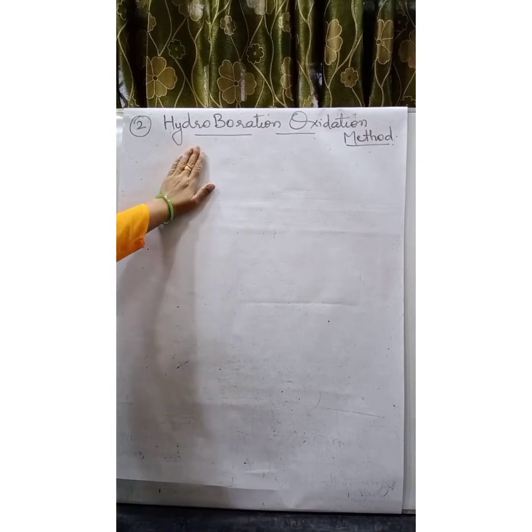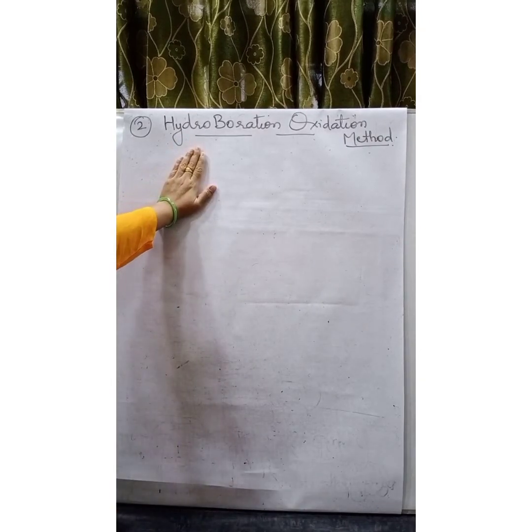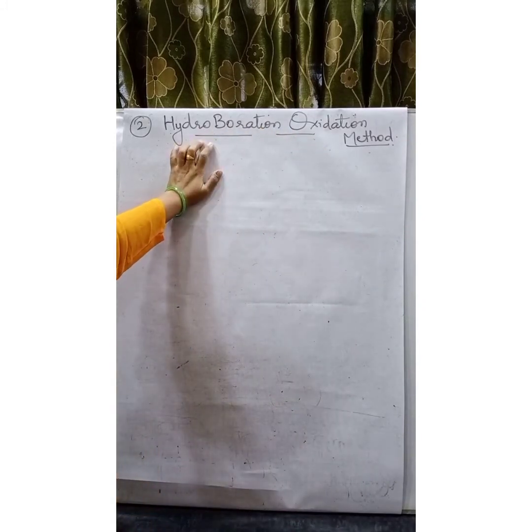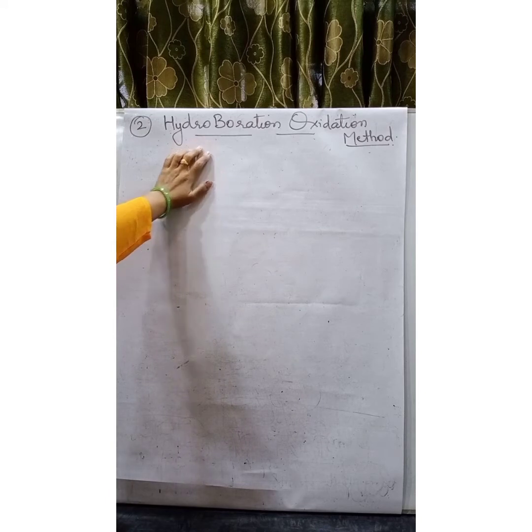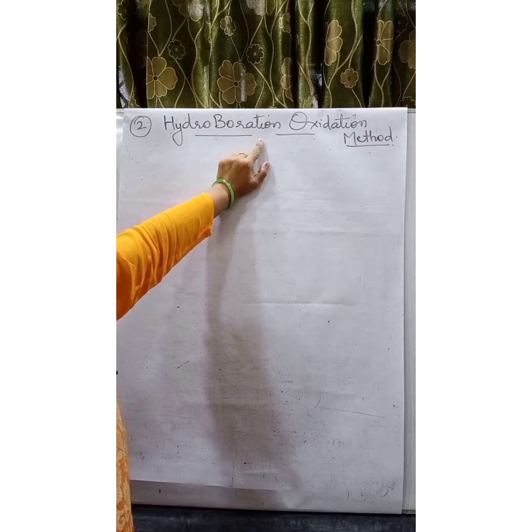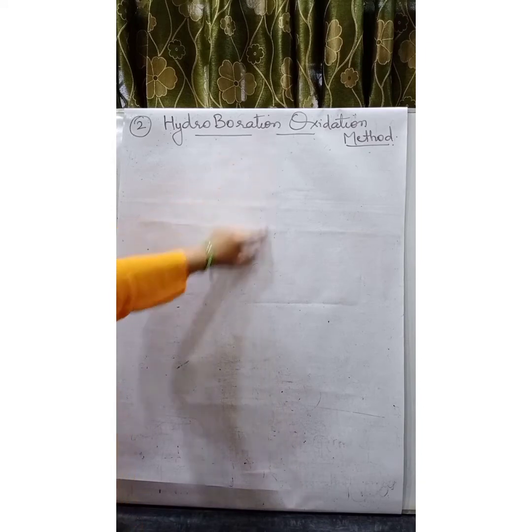The next method of preparation of alcohol is hydroboration oxidation method. This is the most important method from board point of view. It is very important. Boration means addition of borane. Now borane is an electron deficient molecule, and it exists in the form of dimer.